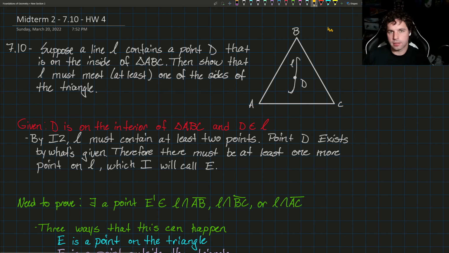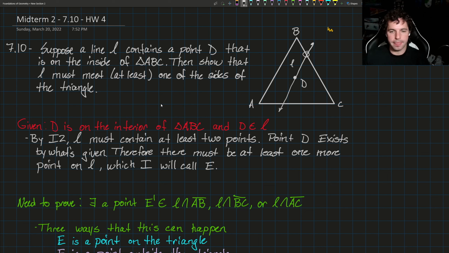So what that says is that we have triangle ABC, and D is a point on the inside. And what we're trying to prove is that there's some line L that has to go through at least one of these sides. Okay, so we're given D is on the interior of triangle ABC and D is on some line L. We don't know much about that line. We just know that D is on some line L.